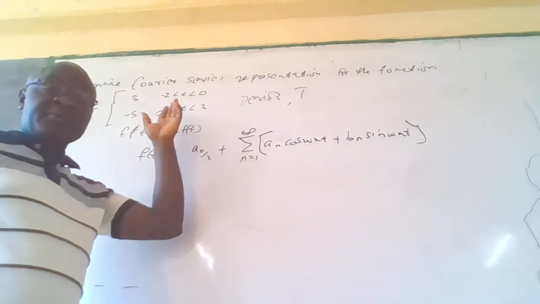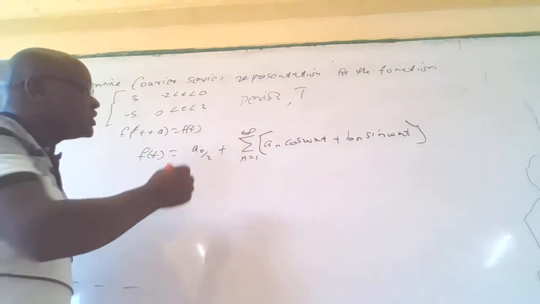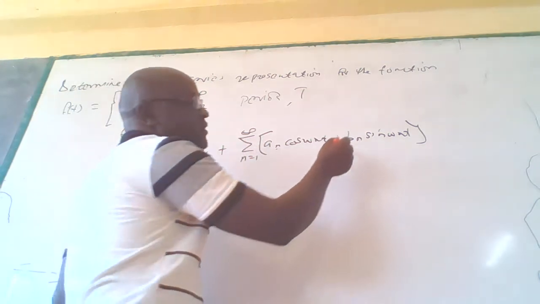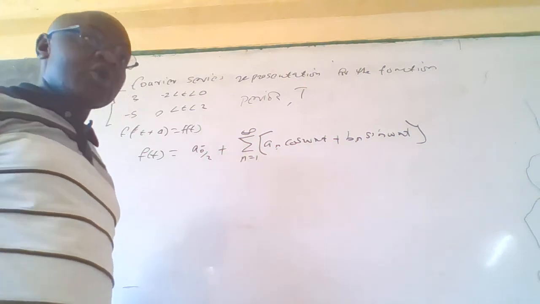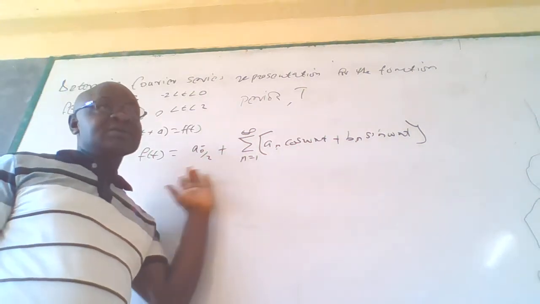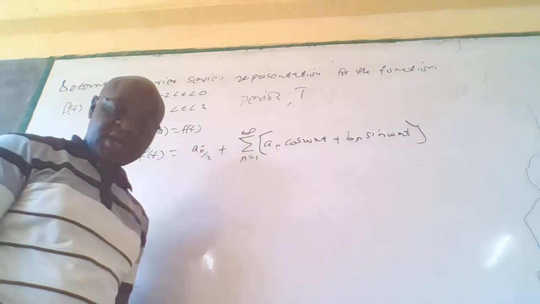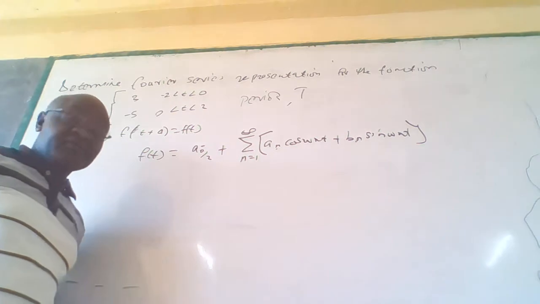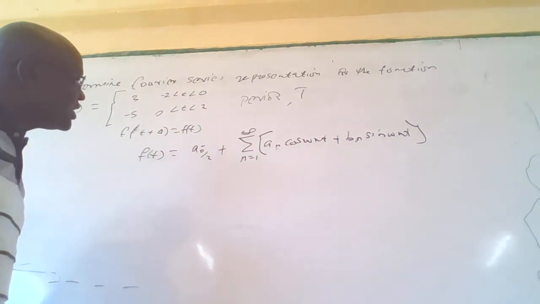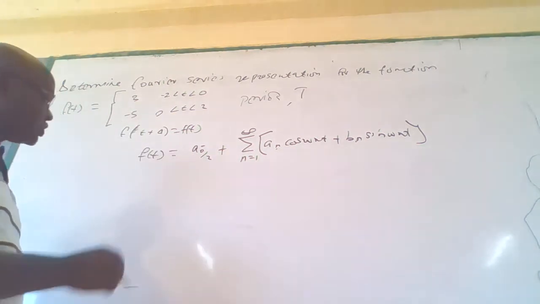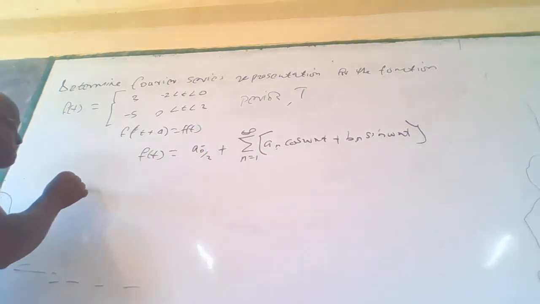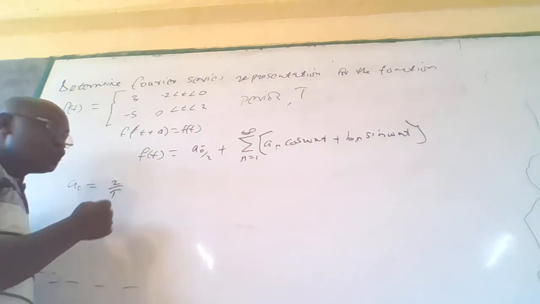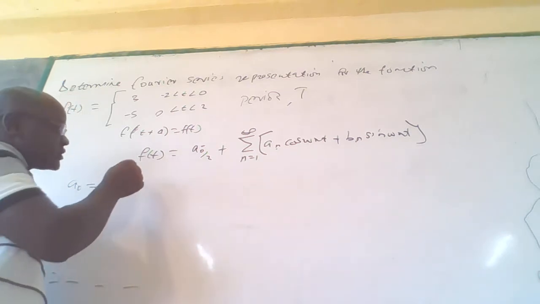Now, for us to be able to get the Fourier series of this function, we need to get the value of a naught, get the value of a n, and also get the value of b n. Once we get them, we simply substitute inside of this expression, and we shall be able to get the Fourier series of the function. Now, I will start by getting a naught. A naught is given by 2 over T, which is the period.